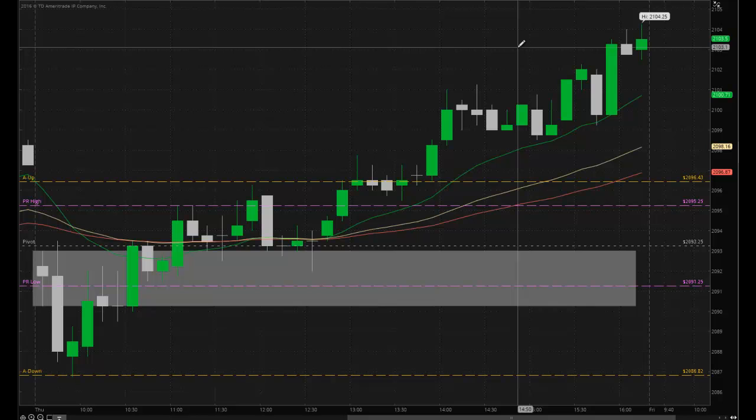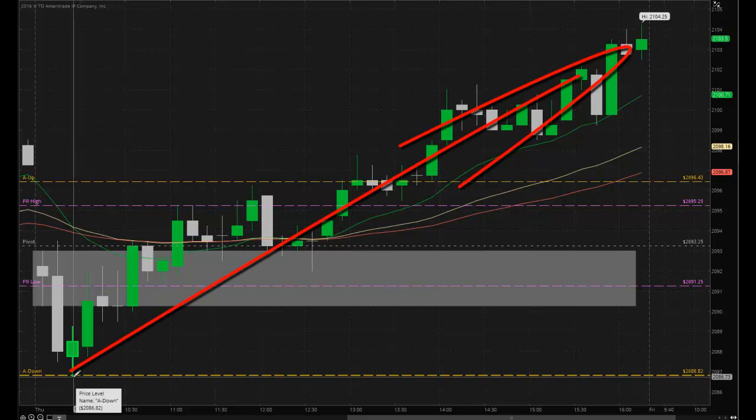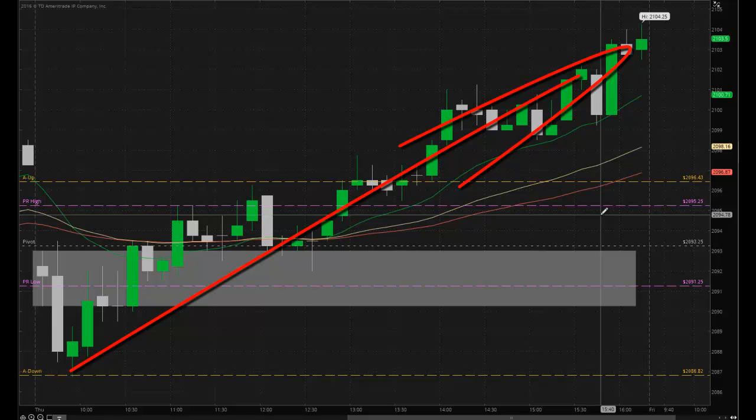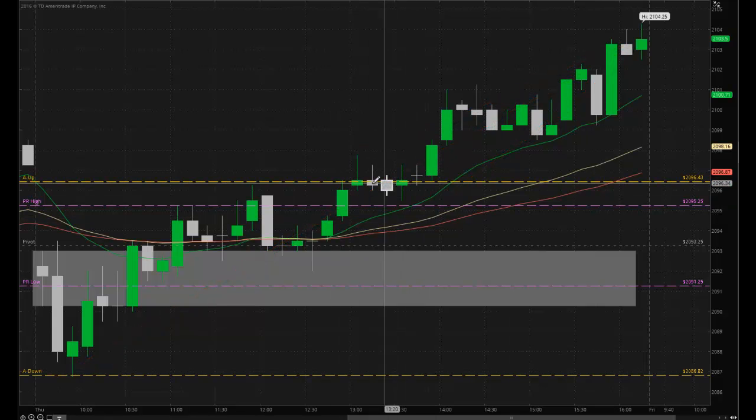So today was a great trade to fade the A. No reason to get out of it. You know, you fade here, 11 tick stop, and you have 17 points worth of profit here at the end of the day. And you could have added here at your A up.